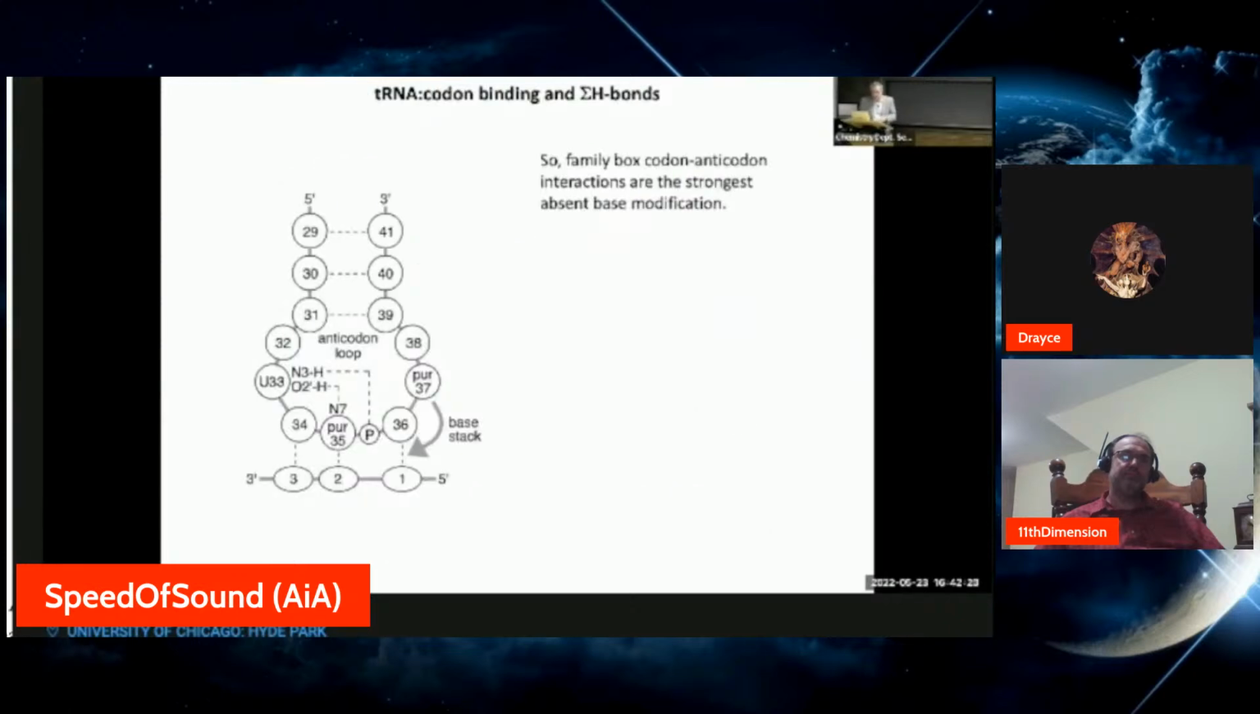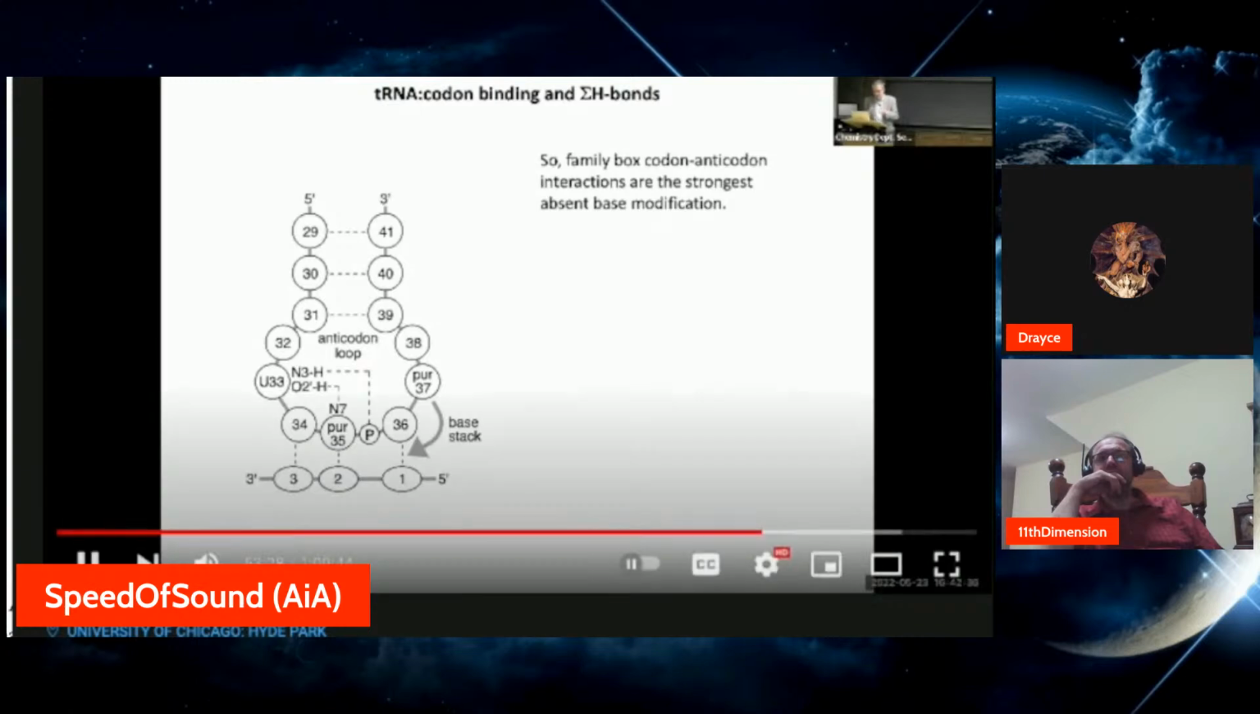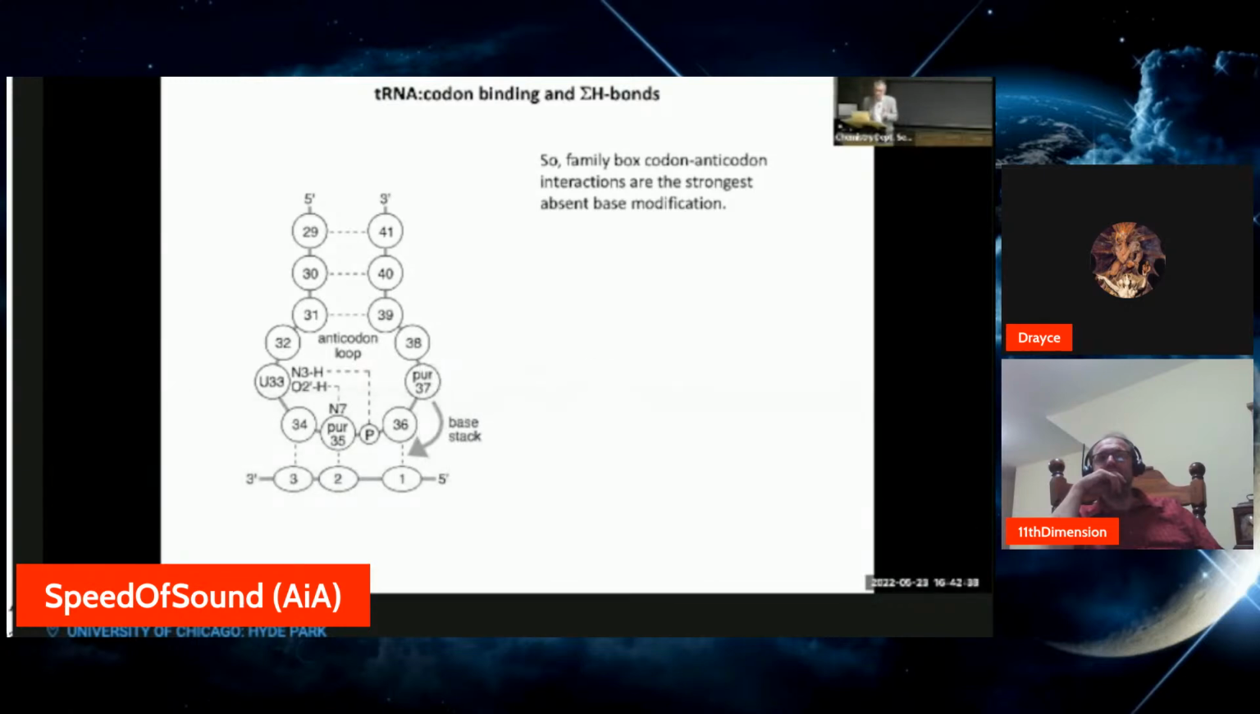So conclusions there: the family box codon anticodon interactions are the strongest, absent base modification. Biology has then used base modification to even up all the other codon anticodon binding so that AU-rich codon anticodon pairings can be used, and biology then assigned later amino acids to these other codon anticodon pairings as they became available, when modifications made post-transcriptionally by the earliest 8 amino acid enzymes enabled split box decoding and AU codon decoding to take place.